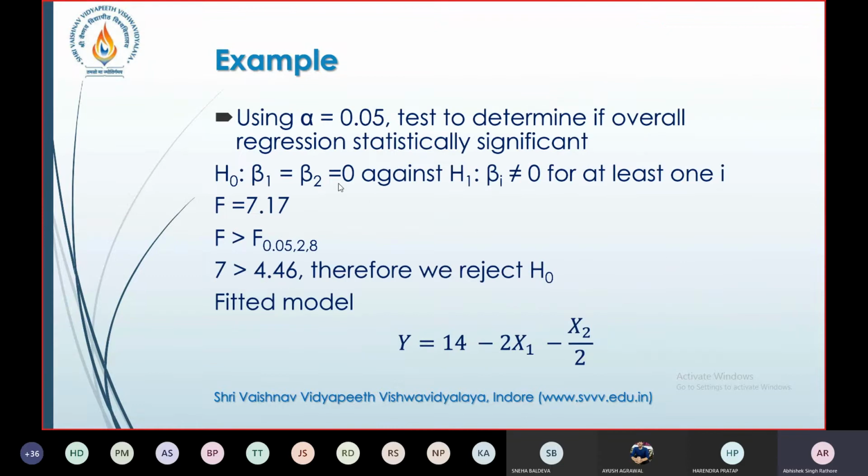So it means that we are creating a null hypothesis. Our null hypothesis is that beta 1 equals beta 2 equals 0, against the alternative that the beta i's are not equal to 0 for at least one i. So let's say my F statistic for the full model is 7.11. I am just calculating this value. My original fitted model is 14x minus 2, because we are considering that either both of these are equal to 0.